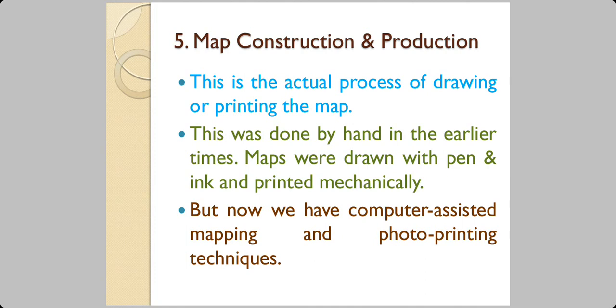Now, in this modern age, we utilize a lot of high technology. We utilize aerial photography. That is, the land area is photographed by an aircraft, and that aircraft takes the photograph of the land, and that photograph is used for making the map. Or sometimes satellites do that work.